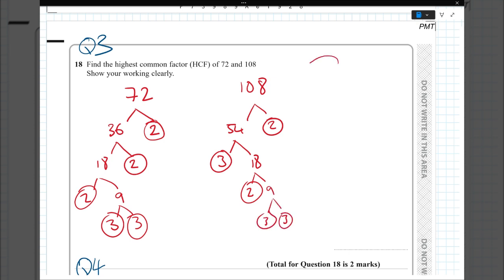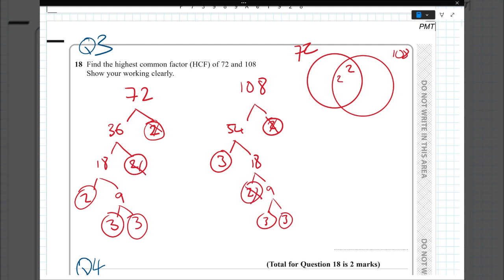So we then set up a Venn diagram. This circle, and that circle. I want to have a big overlapping part. I think there's going to be a lot in there. 72 and 108. So we've got a pair of 2s, so we can put them in. I see another pair of 2s there and there. I've got a 3 in both. Got another pair of 3s. And then we've got a 3 left over and a 2 left over.